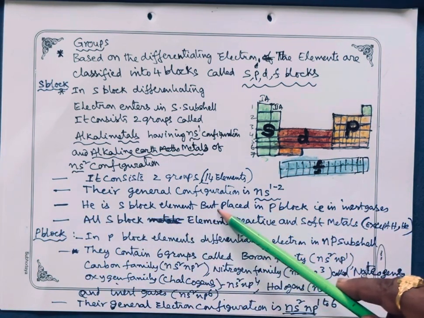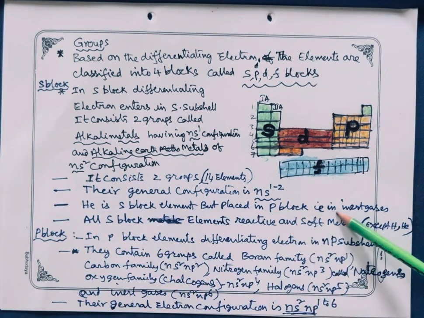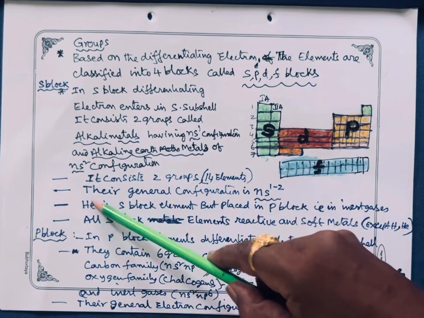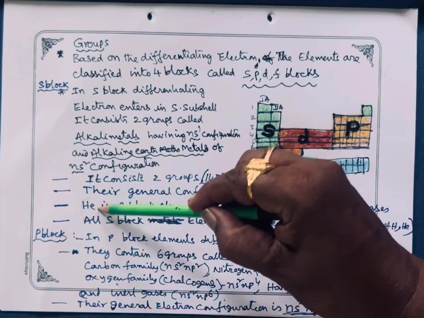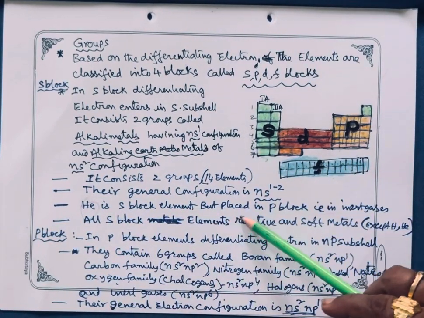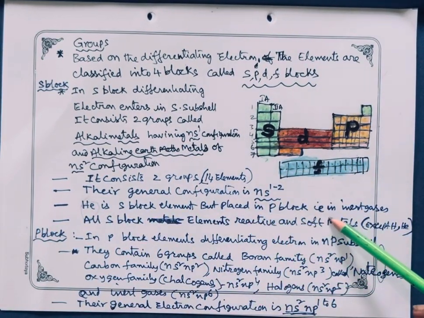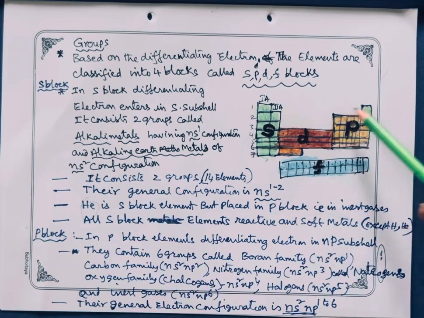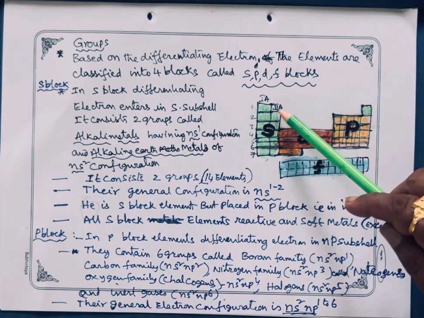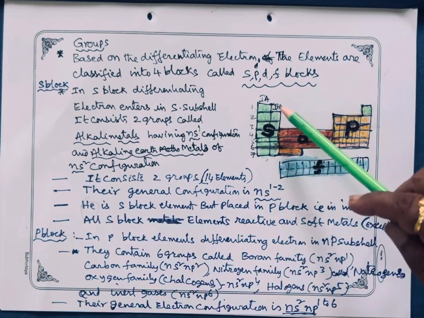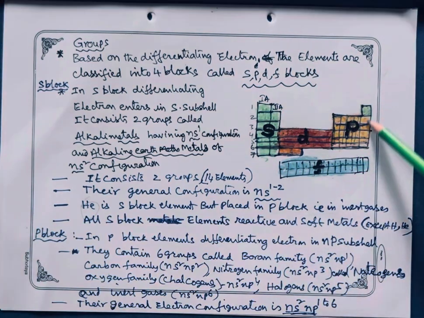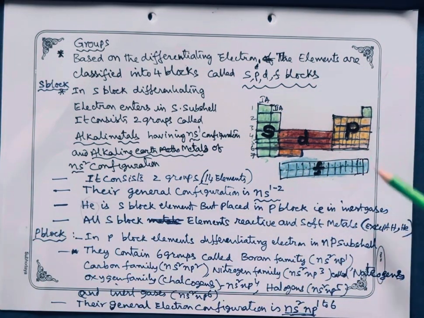Helium, sorry, it is not He, helium is an s block element but placed in the p block, that is, in the inert gases. Although helium should be kept here in the alkaline earth metals, its properties are similar to the inert gases, so it was kept in the zero group.